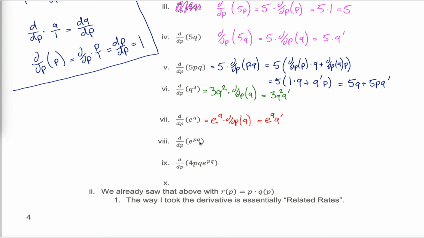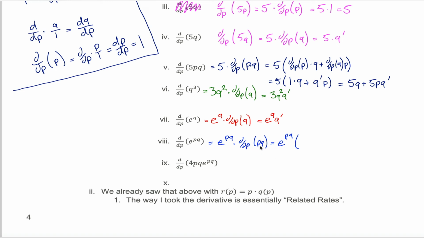What about the derivative of e to the p times q power? Well, again, we got chain rule going on here. We got e raised up to stuff. The derivative of e raised up to stuff is e raised up to stuff times the derivative of that stuff. But now be really careful. The derivative of that stuff is not obvious at all. We got something times something. We got to use the product rule.